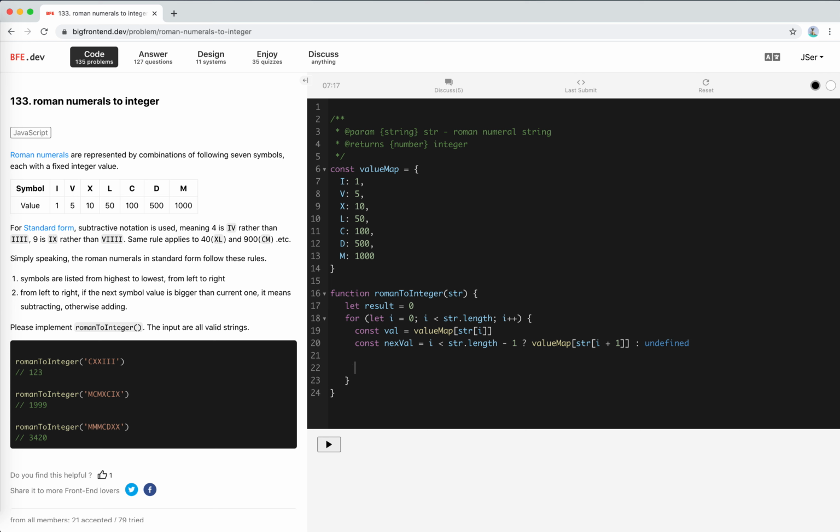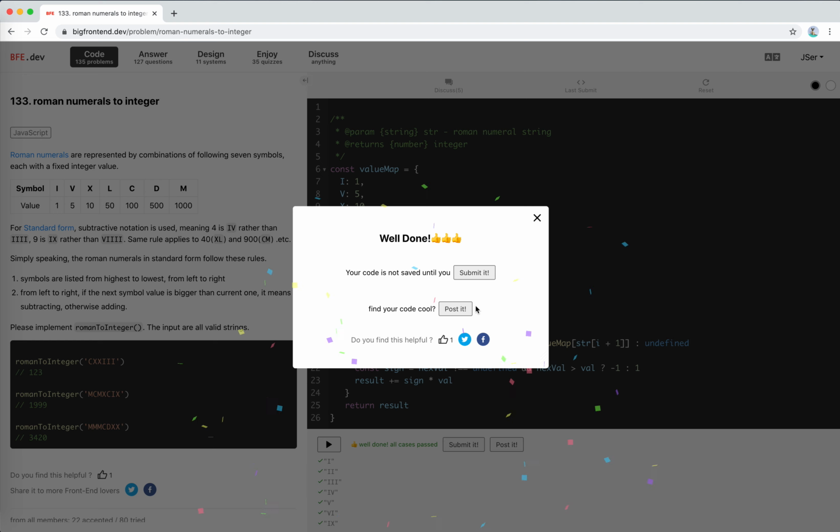So we should say the sign would be, if next val is not undefined and next val is bigger than val, then it should be negative. If not, it's 1. So result sums up the assignment, sign times val. Finally, we would just return the result. I think we're done. Pretty simple.